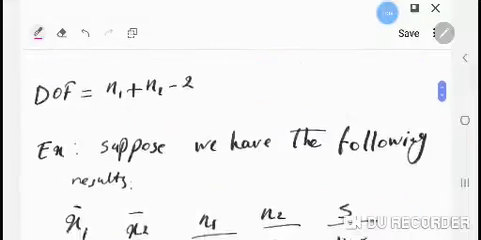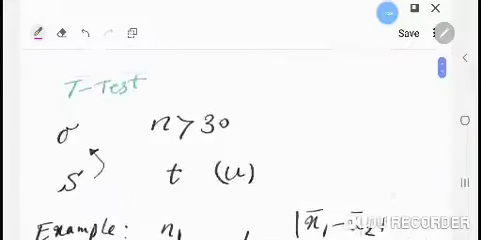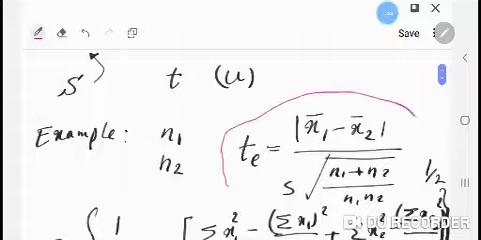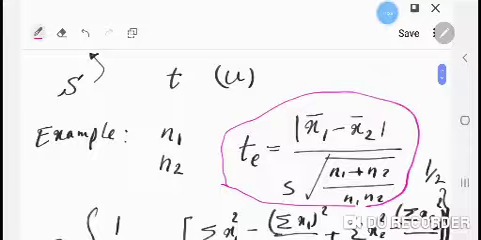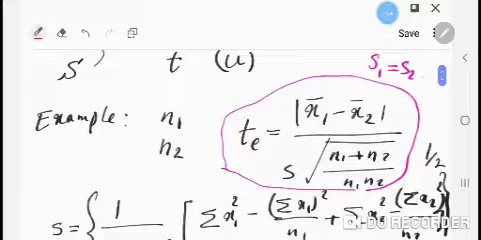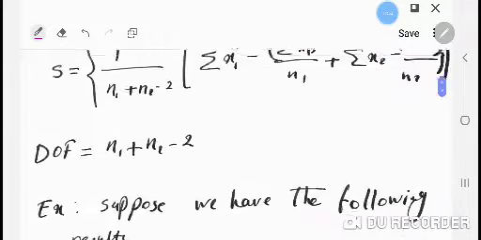This equation for finding t was obtained on the assumption that S1 is equal to S2. We can use S and can use it whenever the ratio of the variances is not significant by the F-test.